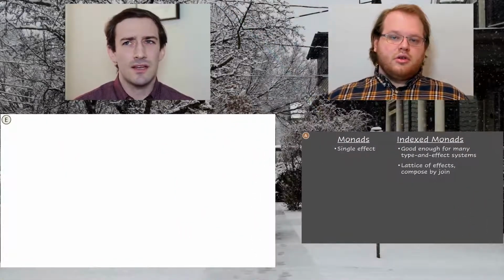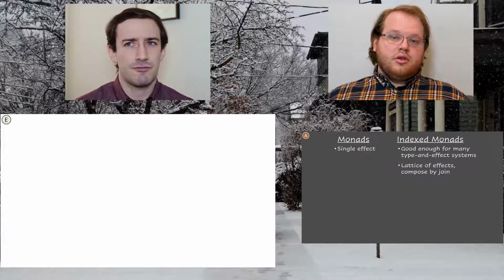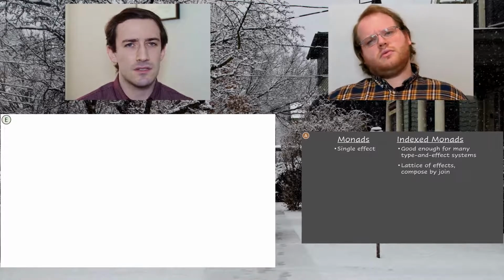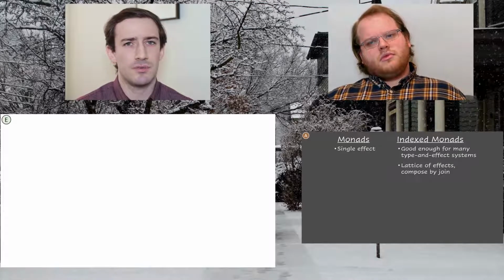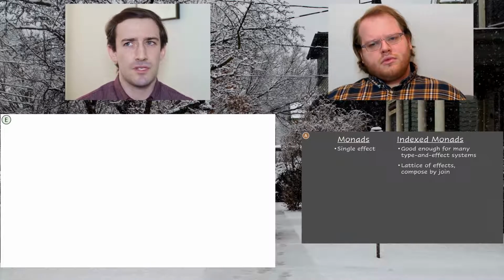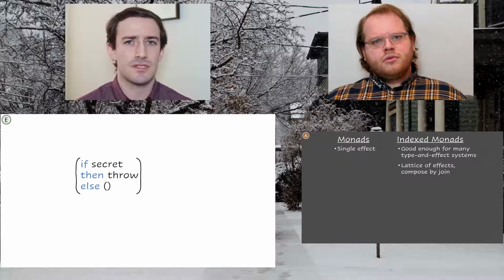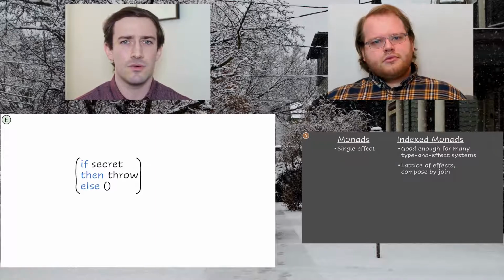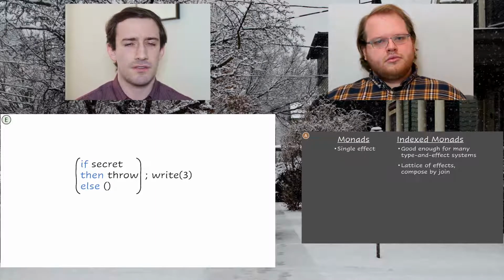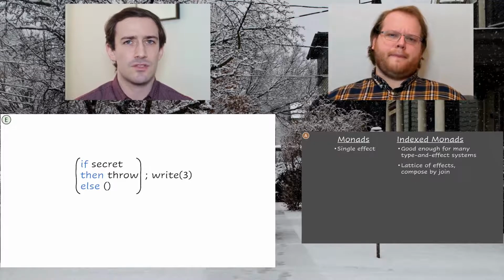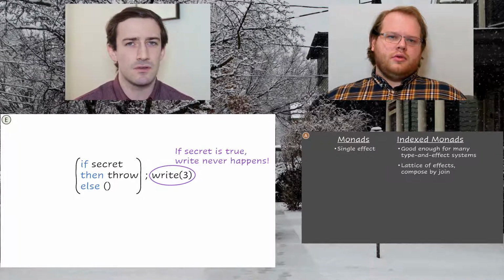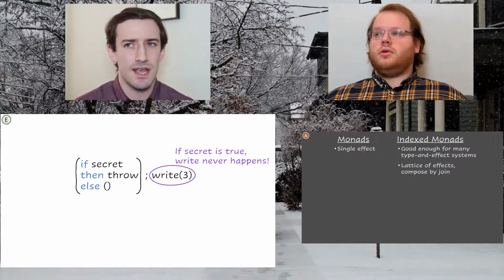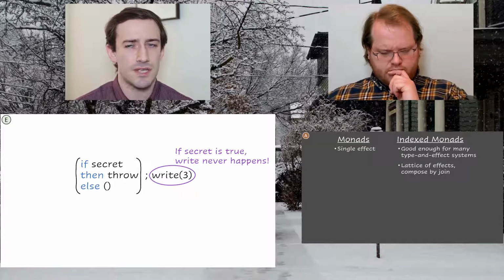Wait, I don't think indexed monads are good enough for exceptions and state. Since they use a lattice, we have to be able to sequence any pair of effects. But what happens if we sequence this program that throws an exception only when a secret is true with this other program that modifies the state? If the secret's true, then the first program throws an exception and the write never happens. So any adversary who can see the state can also see if we threw an exception.